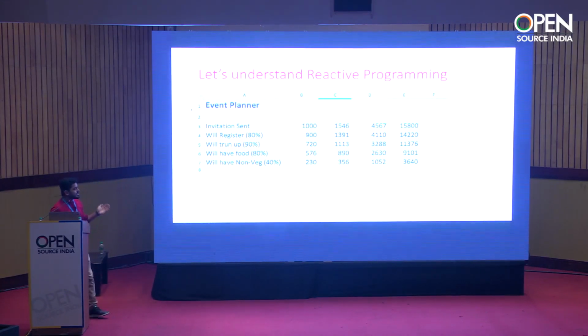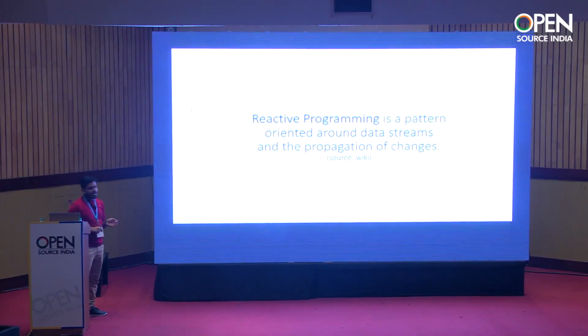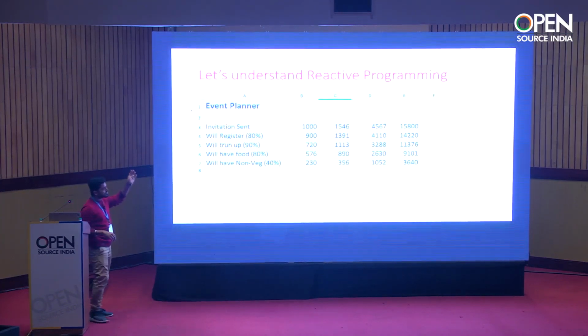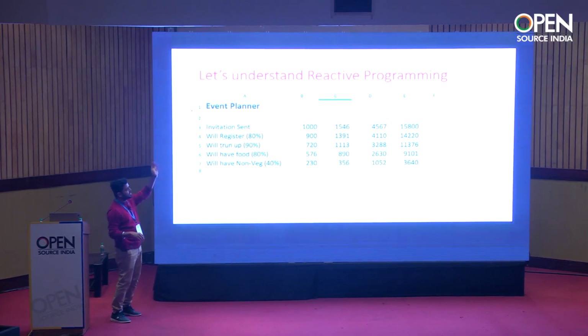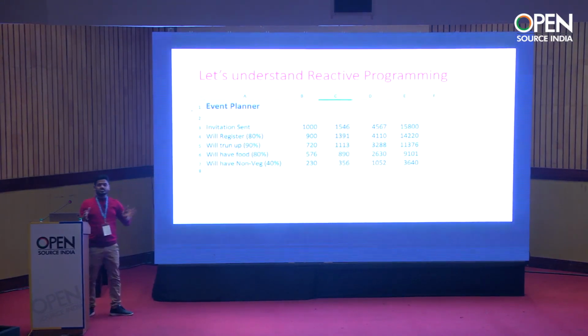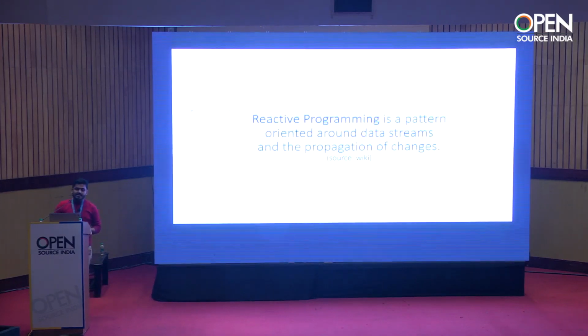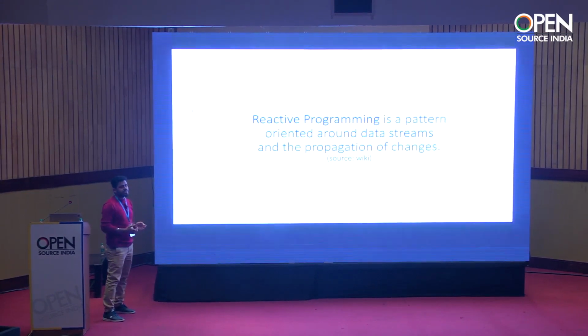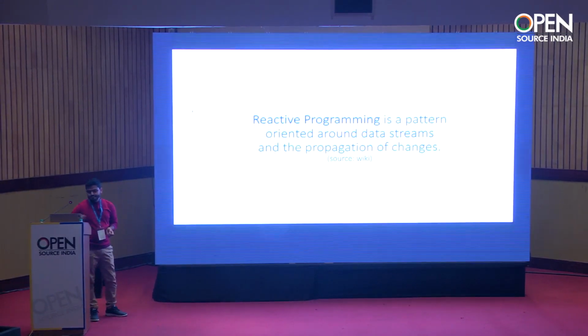So this is nothing but the propagation of data that happens as soon as we change a data stream, and the data stream here is a different data. First data is 1,000, then 1546, 4567, 15800, but my logic is ready to handle those data streams. And reactive programming is nothing but that. It's a pattern oriented around data streams and the propagation of changes.